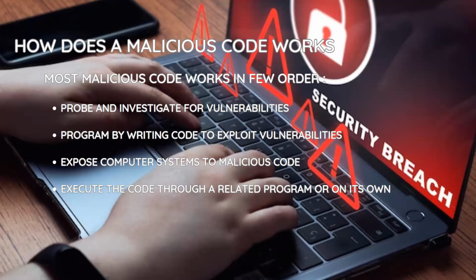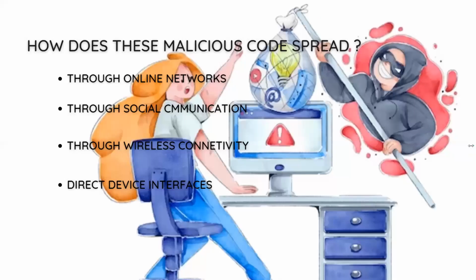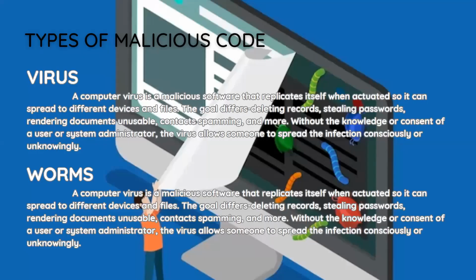Then, how does this malicious code spread? Through online networks, through social communications like email, SMS, mobile messaging apps, etc. Through wireless connectivity like Bluetooth, Wi-Fi, through direct device interfaces like USB, etc. Then, types of malicious codes. Virus. A virus is malicious software that replicates itself. It spreads itself to different devices and files.